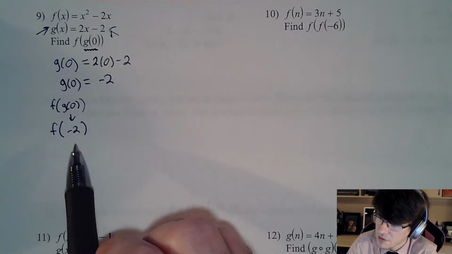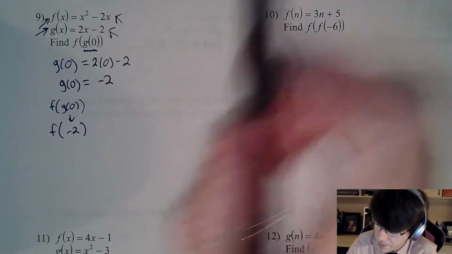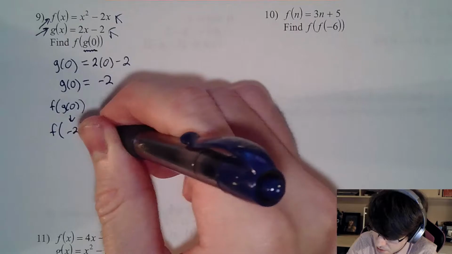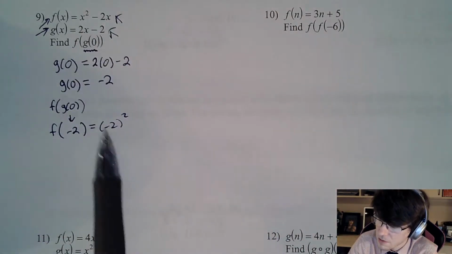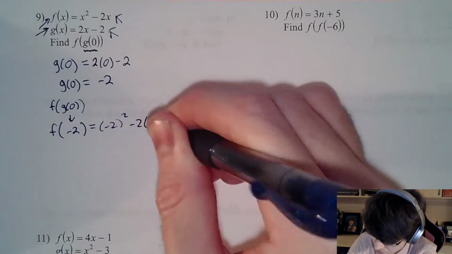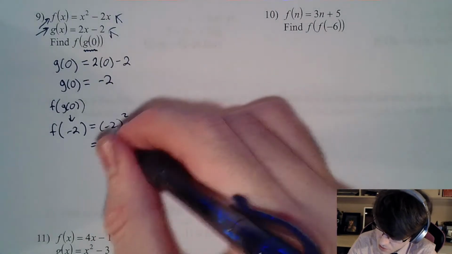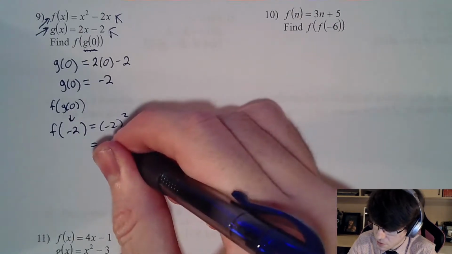And f of negative 2, well, f is up here. I'm going to make this x into a negative 2, which means that this x becomes a negative 2. So that x right there became a negative 2, and this x becomes a negative 2. Again, use your calculator to help you do it. Negative 2 squared is 4. Negative 2 times negative 2 is 4. And 4 plus 4 is 8.